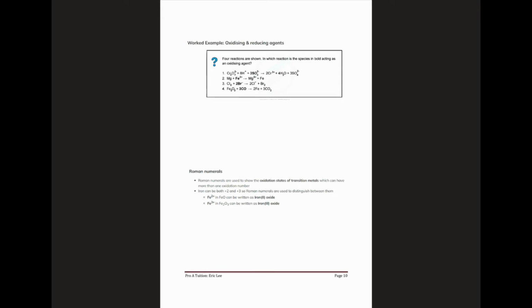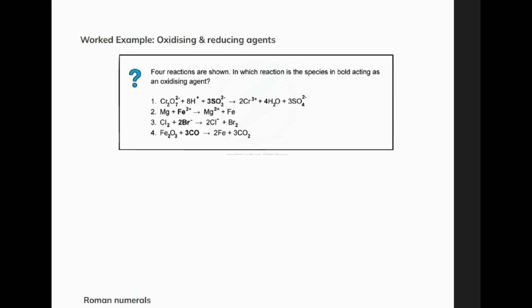Okay, now let's see this question. 4 reactions are shown. In which reaction is the species acting as an oxidizing agent? Okay, so I let you try first. You have to check the oxidation number for the elements over there, and then you can decide later.